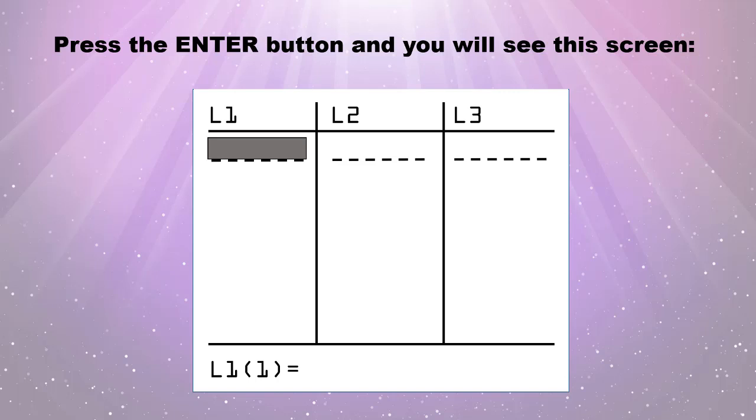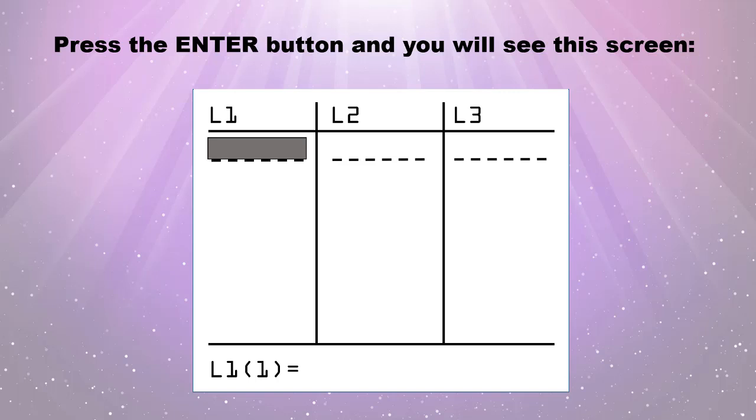If your lists are not empty, then what you can do is use your arrow keys to go up and highlight the name of the list and press the Clear button. And then when you come back down into the list, it will be empty. So if you already have data in your list, for instance, if you borrowed a calculator from the library and there's already data in the lists, you can clear out that data quickly by highlighting the name of the list, pressing Clear, and coming back down into the list.